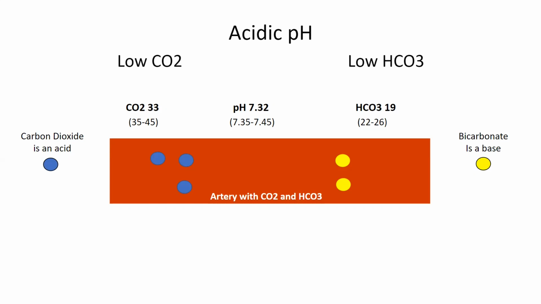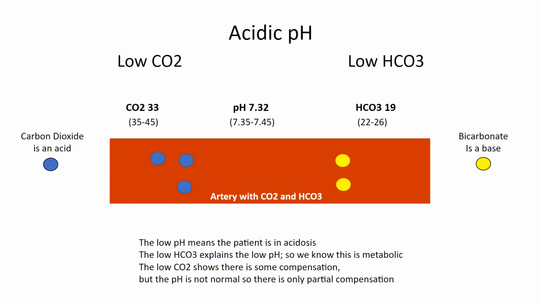Okay, let's go through the numbers again. The low pH means the patient is in acidosis. The low HCO3 explains the low pH, so we know this is metabolic because HCO3 is managed by the kidneys. The low CO2 shows there is some compensation, but the pH is not normal, so there's only partial compensation. This is partially compensated metabolic acidosis.